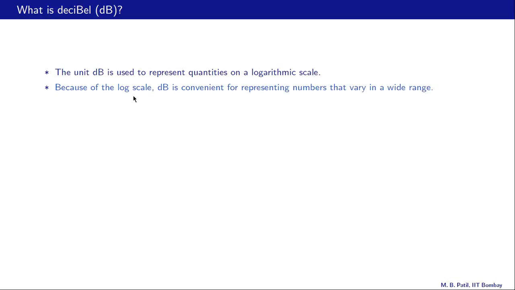Because of the log scale, dB is convenient for representing numbers that vary in a wide range. For example, a quantity that varies from 0.1 to 10 raised to 5. Also, log scaling roughly corresponds to human perception of sound and light. We respond to sound or light intensities varying over a wide range.